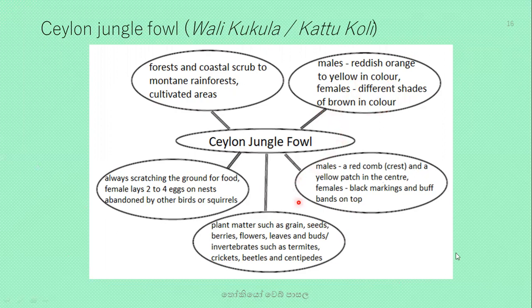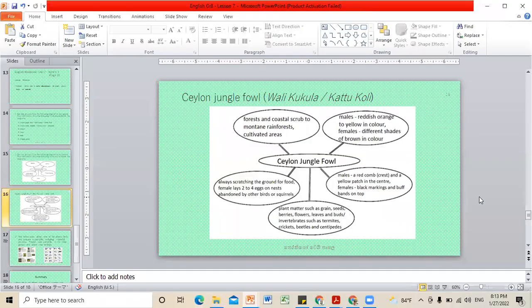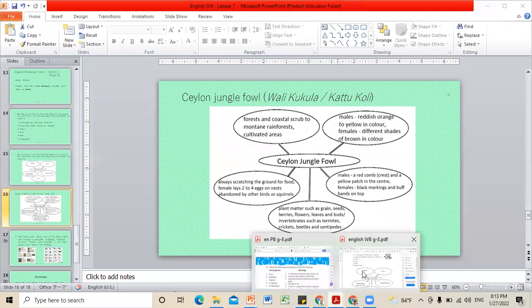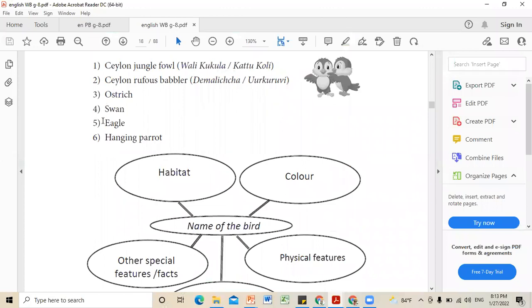Right? So, Hirusha, is everything clear here to you? Anything you want me to explain more? Yes, teacher, I'm very clear. Right. Okay, good. So, like this, you need to find information of the remaining five. So you have Ceylon rufous babbler, demelitcha, ostrich, swan, eagle, hanging parrot.